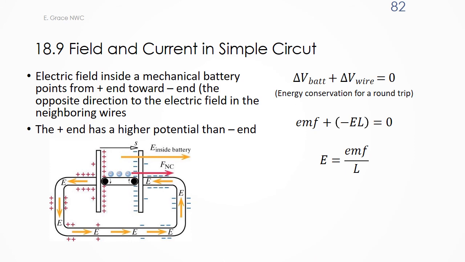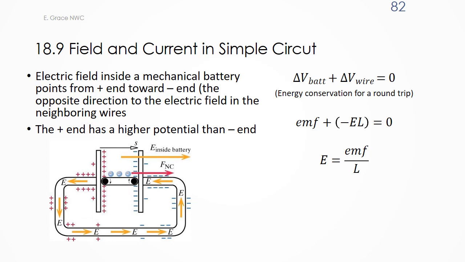Okay, so going back to field and current in a simple circuit, the electric field inside a mechanical battery will point from the positive end towards the negative end, which is the opposite direction to the electric field in the neighboring wires. So the positive end will have a higher potential than the negative end. So if we start to calculate the round trip, you'd have your delta V from the battery and then the delta V from the wire, and this would equal 0.